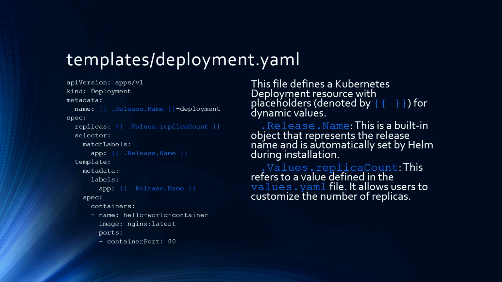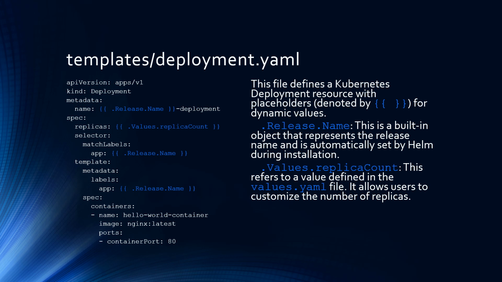The name field uses Release.Name deployment, which dynamically generates the deployment name based on your release name. This is a powerful feature that allows you to deploy the same chart multiple times in the same cluster without naming conflicts. The replicas field references Values.replicaCount, pulling the value from your values.yaml file. This templating approach allows you to modify the number of replicas without changing the template itself.